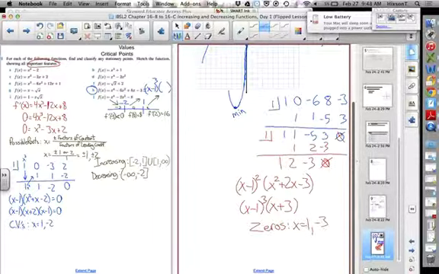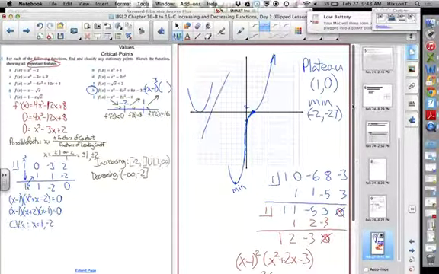Alright, so as I come back up here, very, very slowly, there we go. I'll get rid of this, okay? I know I'm going to cross here at negative 3, okay?